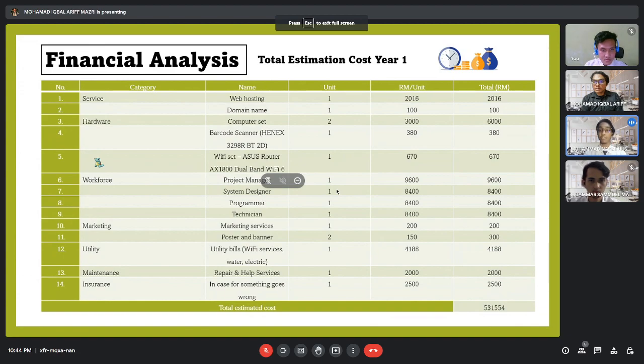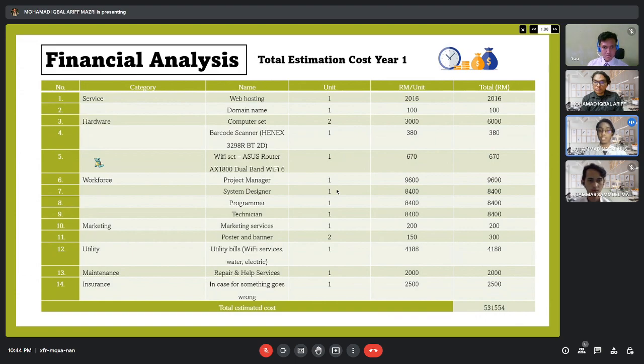For hardware, we paid for the computer set, which has 2 units, the barcode scanner, and the Wi-Fi set. For the workforce, we pay salaries for our team members: project manager, system designer, and programming technician. For marketing, we paid for the marketing services, the poster and the banner that we made for our system.